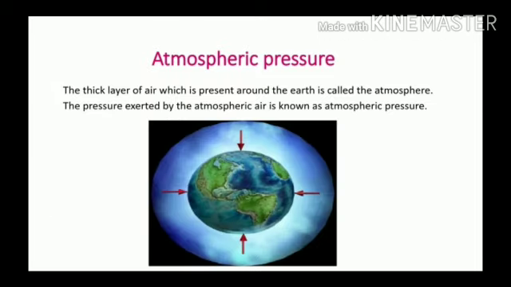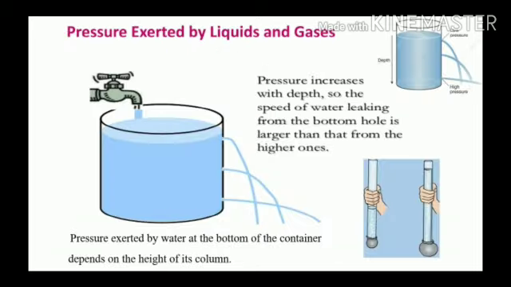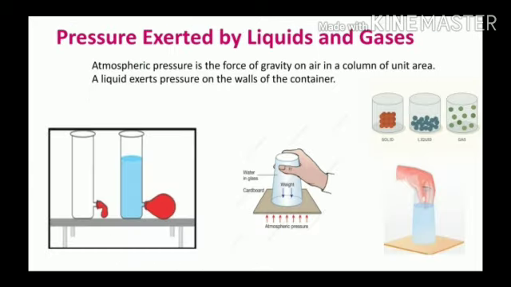The thick layer of air which is present around the earth is called the atmosphere. The pressure exerted by the atmospheric air is known as atmospheric pressure. Pressure exerted by liquids and gases: pressure increases with depth, so the speed of water leaking from the bottom hole is larger than that from the higher ones, and also the pressure exerted by water at the bottom of the container depends on the height of its column. Atmospheric pressure is the force of gravity on air in a column of unit area.